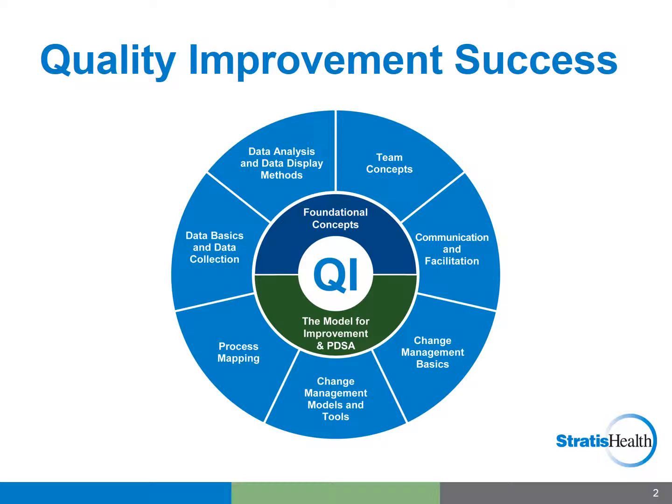The idea of the diagram here is that the center represents the goal of achieving quality improvement, with the concentric circles and sectors representing modules or learning content that will be presented in this course. The model for improvement, the green half circle or sector, is the quality improvement methodology that is the focal point of the course and is supported by and integrated with all the other modules.